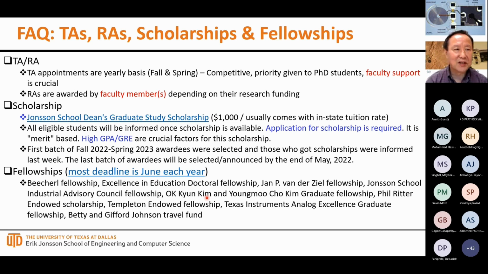For those who are interested in TA and RA: TA appointments are on a yearly basis, so fall 2023 and spring 2024, or something like that. It is highly competitive, and priority is given to PhD students. Faculty support is crucial. If you want to be considered for TA, since fall 22 is already done, you need to talk to the faculty of your research interest. They need to see your background and accept you in their lab, and then they will sponsor your application. Then your application will be favorably reviewed, and without faculty's support, the probability of getting an assistantship is nearly zero.